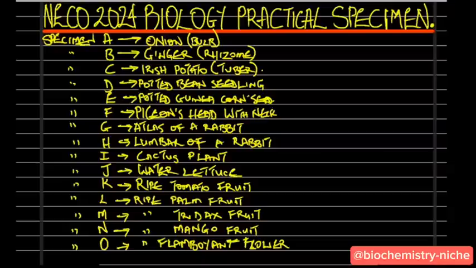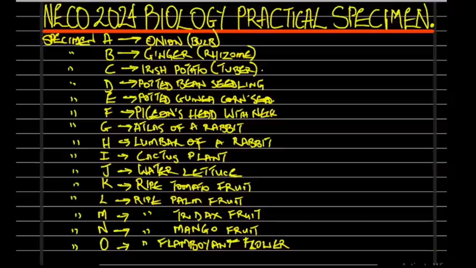Now, today we want to talk about the Neco 2024 Biology Practical Specimen. We'll be picking all of the specimens one after the other, talking about them. We talk about some characteristics of all of these specimens, and help us to understand or to shed more light on some of the possible questions that might be coming across in the course of the examination.